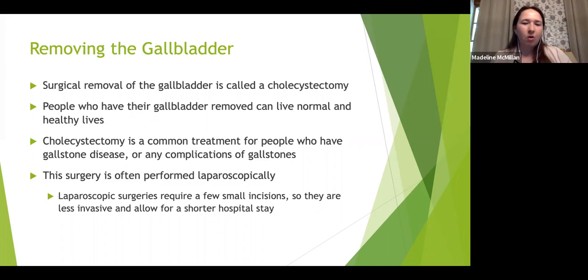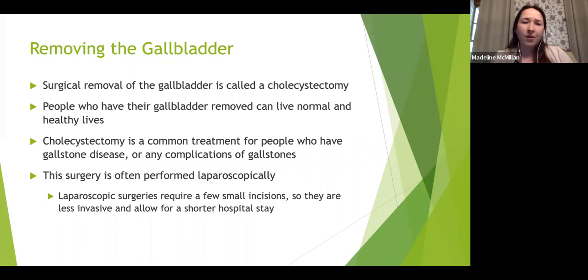Usually your gallstones have to be very small, and you can't have any of the inflammation or infection complications that we talked about in order to use ursodiol to treat the gallstones. So most people who have issues with gallstones, especially if it's recurrent gallstones, will undergo what's called a cholecystectomy, which is just the surgical removal of the gallbladder.